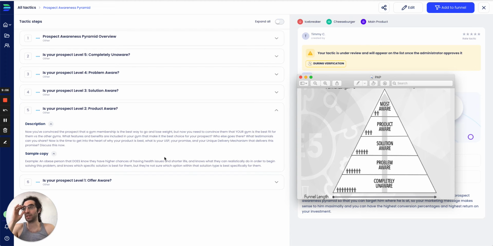Now you convince your prospect that a gym membership, let's say that's your product, is the best way to go out and lose weight. But now you need to convince them that your gym is the best fit for them versus other gyms. What features? Now we can talk about your product and what the features, benefits, and why are. And we see a lot of businesses can do this, but they completely forget these other 3 steps.